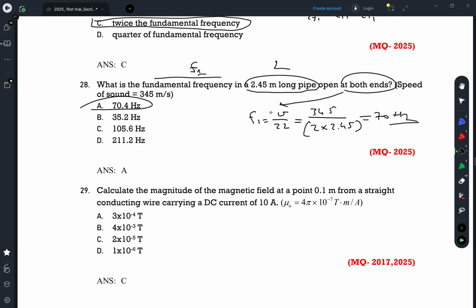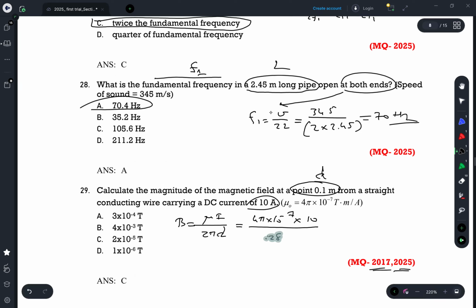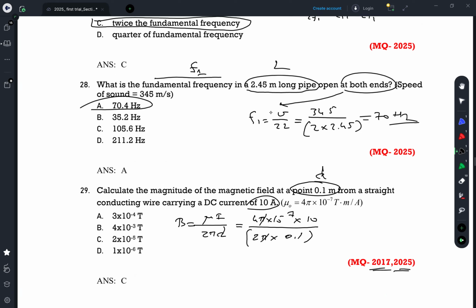Question number 29 is also a repeated question. Calculate the magnitude of the magnetic field at a point 0.1 meter from a straight conducting wire carrying a direct current of 10 amperes. B is equal to mu I over 2 pi D. Mu is 4 pi times 10 to the power of negative 7, I is 10, over 2 pi times distance 0.1. You can just directly simplify the pi's. The answer is going to be C, as I remember.